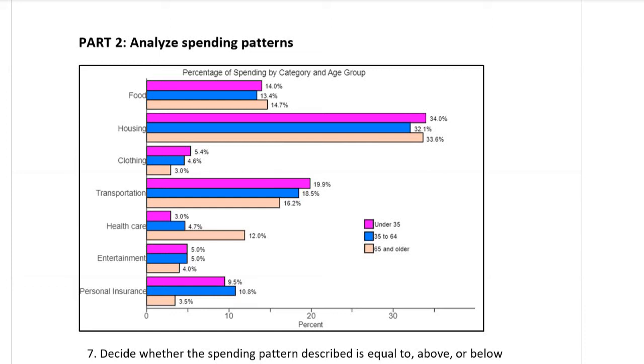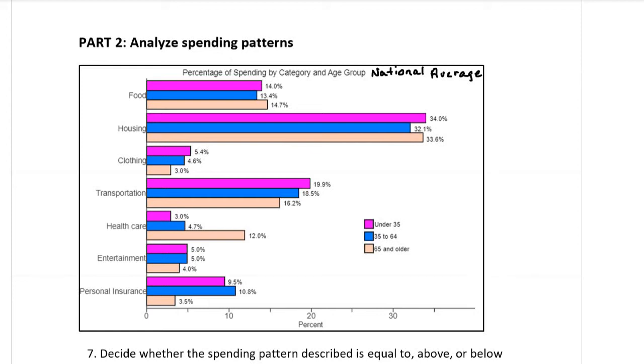In this video, we're going to be looking at analyzing spending patterns. And notice that we have a chart here. The title of the chart says the percentage of spending by category and age group. And this is a national average.